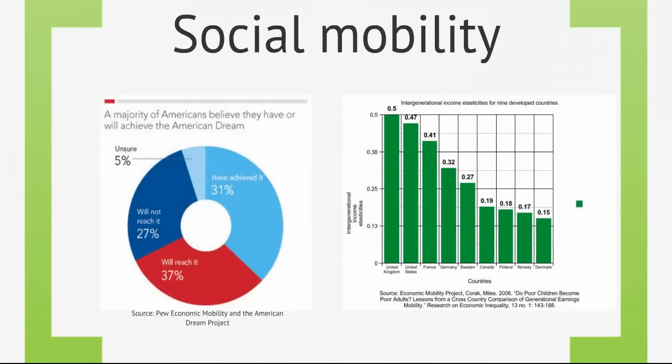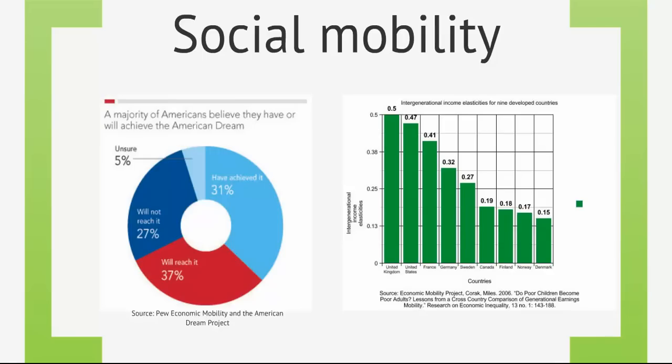Here's one interesting thing about America, though, is that most people, when asked by Pew recently, in America, do think that they can reach the American dream. So there's this idea of social mobility, that you can move your way up. If you look, however, at the chart to the right, the United States actually has a relatively low social mobility.